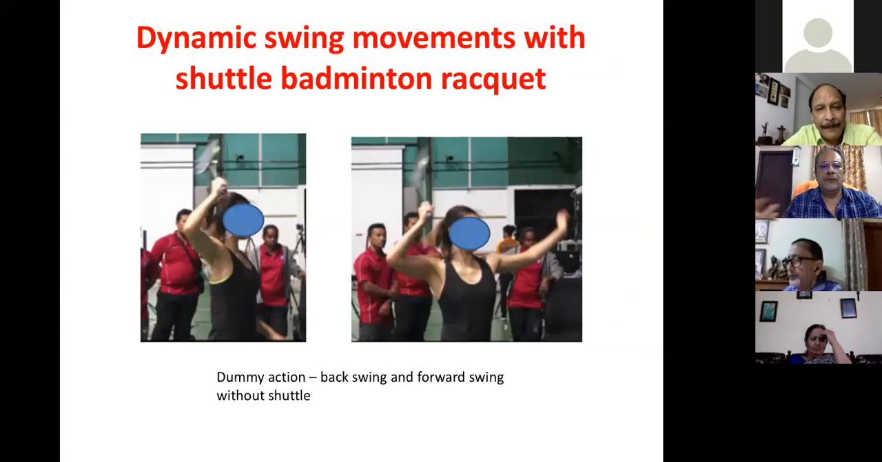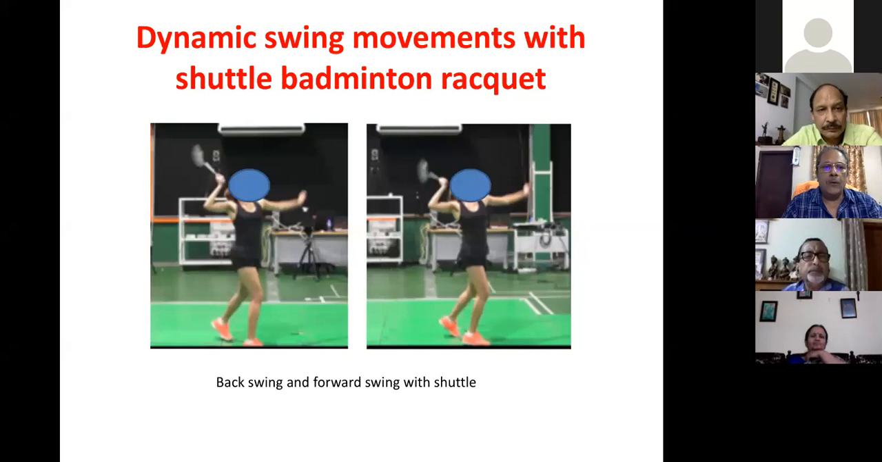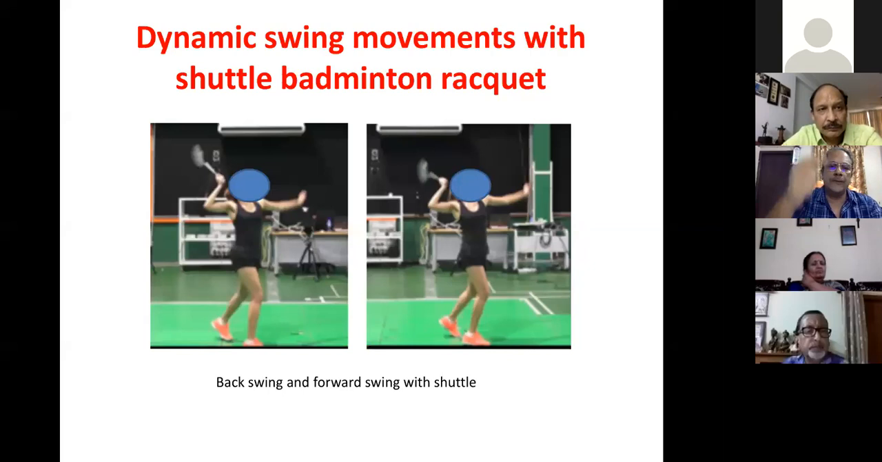Then we tried out a dummy action, backswing and forward swing, without shuttle. Okay, now this is without shuttle. Please look into the picture very carefully. Now, with shuttle, we had a shuttle launcher. The shuttle launcher releases the shuttle at a particular height and a particular speed, and this athlete was supposed to go for a backswing and an overhead shot.